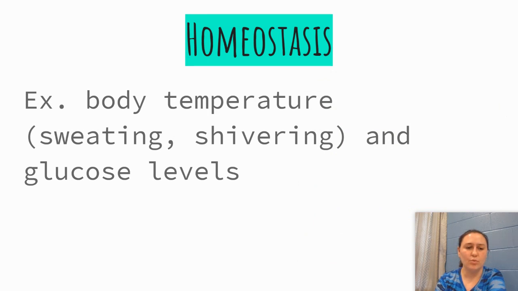Really important. These are two really simple but very common methods of maintaining homeostasis in humans: your body temperature and your glucose levels. So if you're ever asked a question now or in the future to give an example of maintaining homeostasis, you can talk about where you want your body temperature to be a certain temperature. If it gets too hot, it sweats and cools off. If it gets too cold, it shivers and warms up, and all that good stuff.